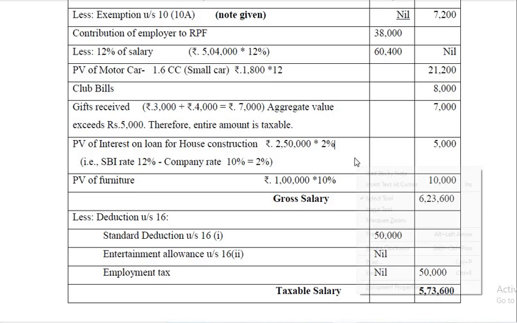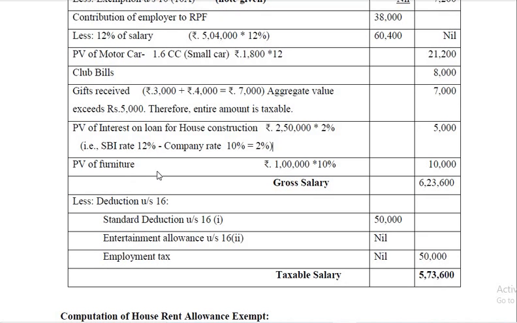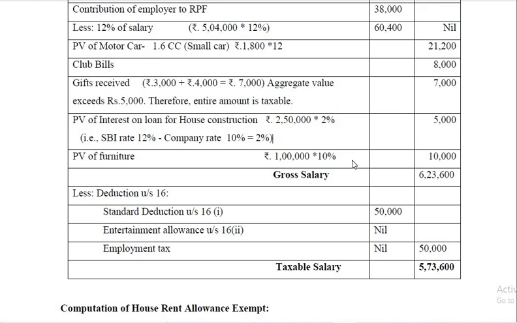And then perquisite value of interest on loan for house construction. I already told you concession is 2%, SBI rate is 12%, whereas the company rate is 10%. The difference is 2%. So what is 2% of 2,50,000? You have to calculate. That comes to 5,000. If the interest is given, then you have to calculate considering the interest amount. In earlier problems, you have solved such problems. Perquisite value of furniture 10% of the cost of furniture 1 lakh, that is 10,000.